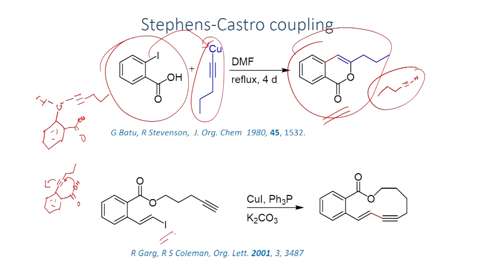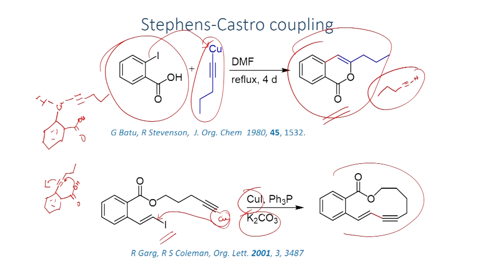And in this reaction, as we have just seen, you have the base, copper 1 iodide, triphenylphosphine. Under these conditions, as we have just seen, you can make the corresponding copper alkynyl intermediate. Once you have this one, it can undergo oxidative addition with this vinyl iodide derivative.